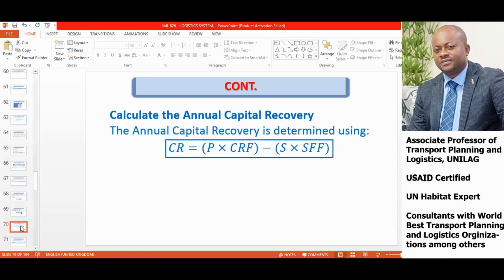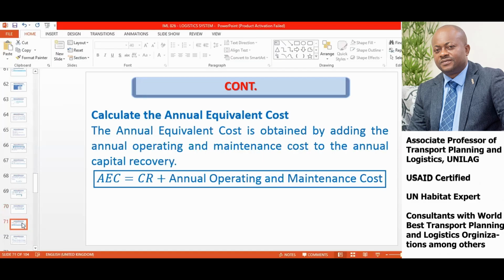Annual equivalent cost. Have you done this? No, sir. The equivalent cost has 4 steps. For us to do this, you need the first formula and the second formula. This is where we are going for the annual equivalent cost. The annual equivalent cost is obtained by adding the annual operating and maintenance cost to the annual capital recovery. So for you to get to this CR, you have to pass through CRF and SFF. Do you understand that?